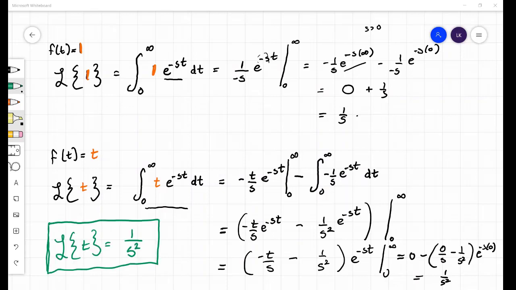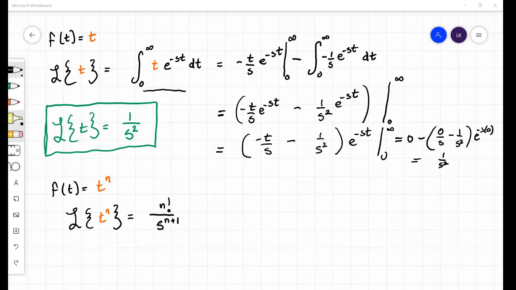Note that Laplace transforms are environmentally friendly. And in general, if your function of t is t to the power n, n a natural number, then you can show inductively, by using integration by parts, that the Laplace transform of t to the n is n factorial divided by s to the power n plus 1. So note that that means that the inverse Laplace transform of n factorial divided by s to the power n plus 1 must be a function of t, namely t to the n.